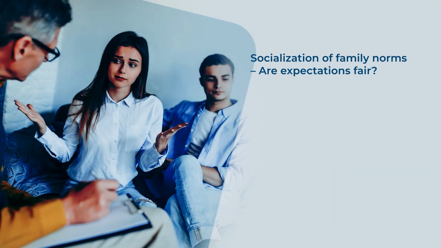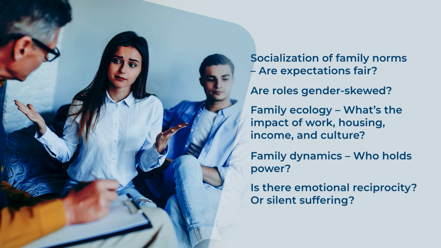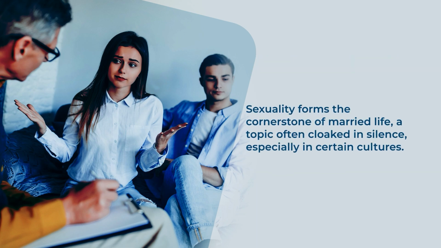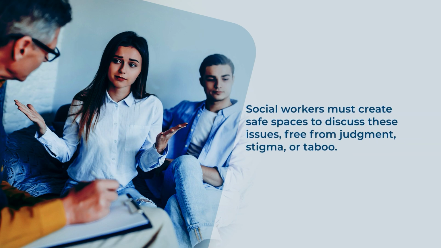Social workers also assess family systems using three key lenses: socialization of family norms, are expectations fair, are roles gender skewed; family ecology, what is the impact of work, housing, income, and culture; family dynamics, who holds power, is there emotional reciprocity or silent suffering. Further, sexuality forms the cornerstone of married life, a topic often clothed in silence, especially in certain cultures. Lack of sexual compatibility, misinformation about STIs, and unspoken dissatisfaction can corrode intimacy. Social workers must create safe spaces to discuss these issues free from judgment, stigma, or taboo.